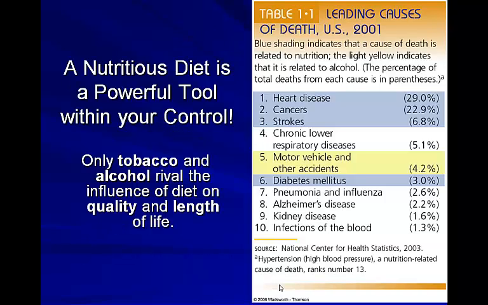Why is this so important? Your nutrition plays so much into your overall health. It's really nothing to take lightly.